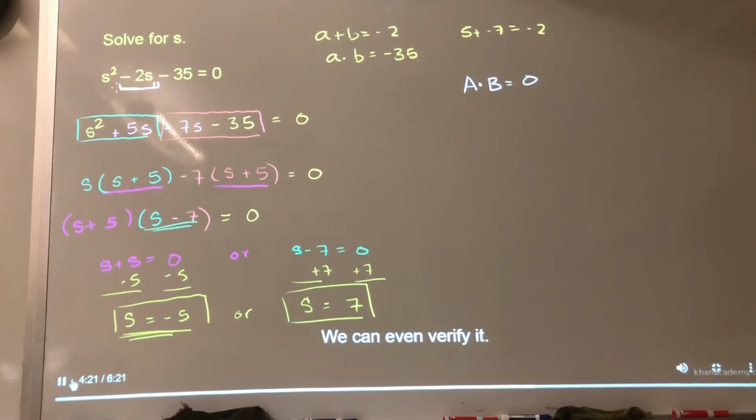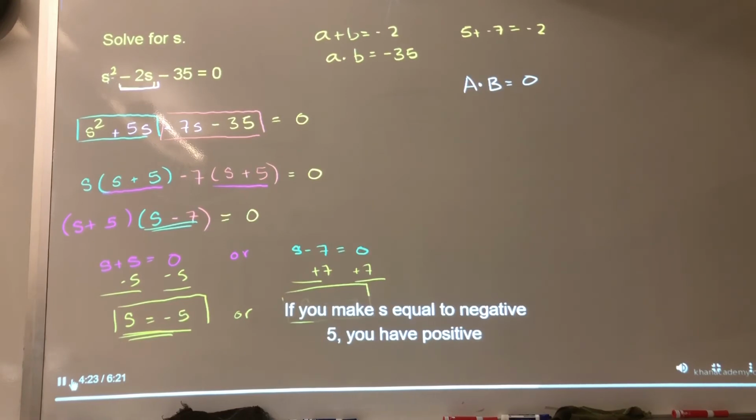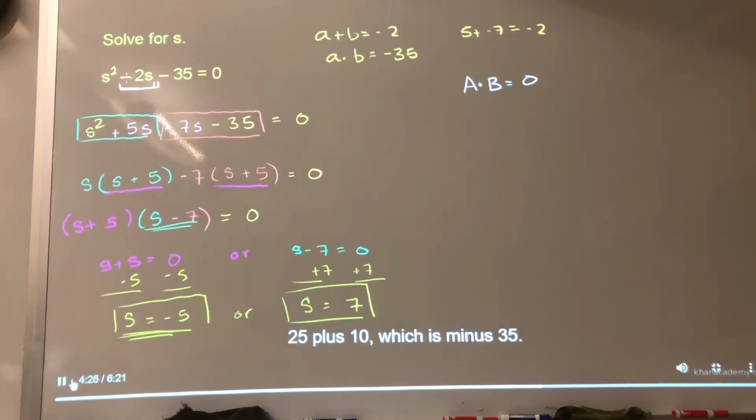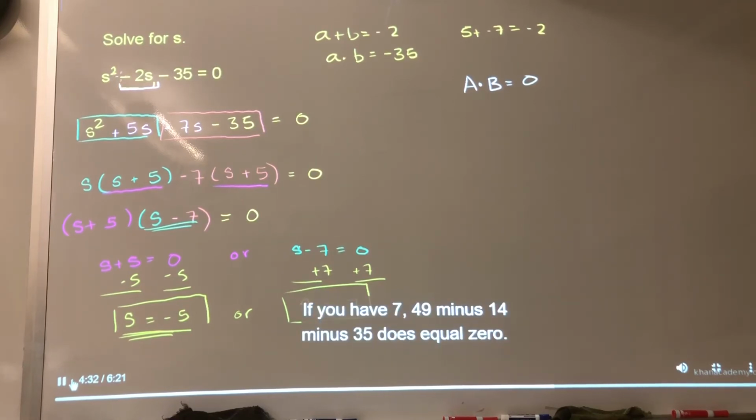We can even verify. If you make s equal to negative 5, you have positive 25 plus 10, which is 35, minus 35, that does equal 0. If you have 7, 49 minus 14 minus 35 does equal 0. So we've solved for s.